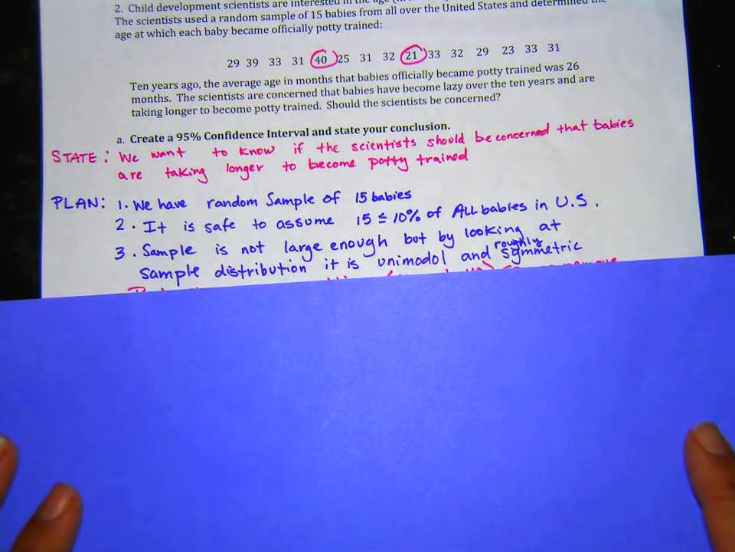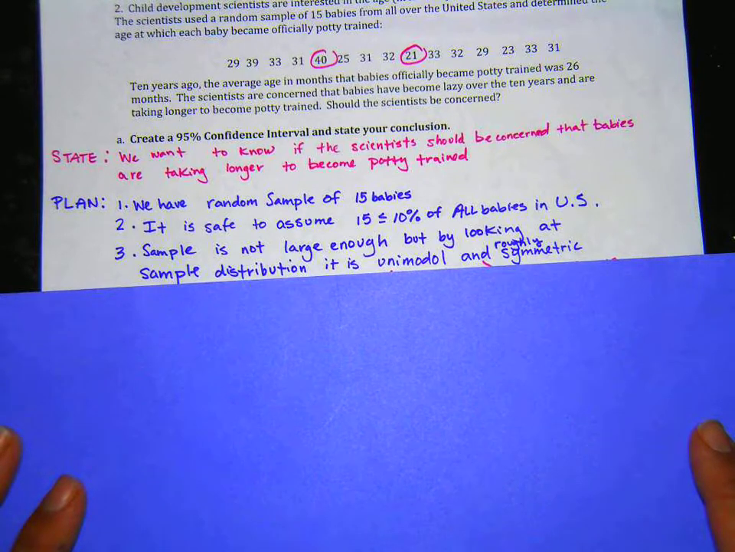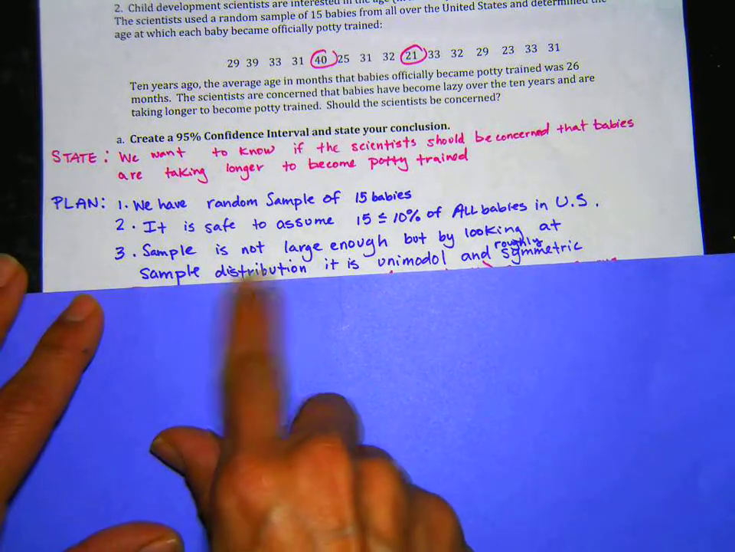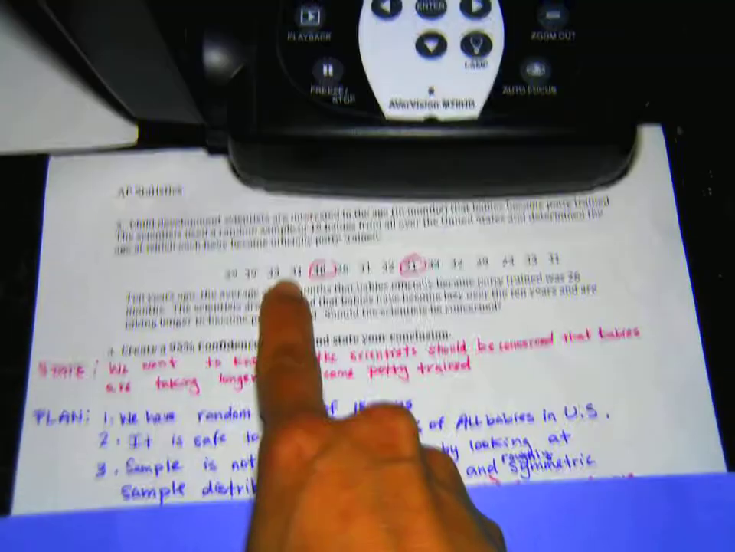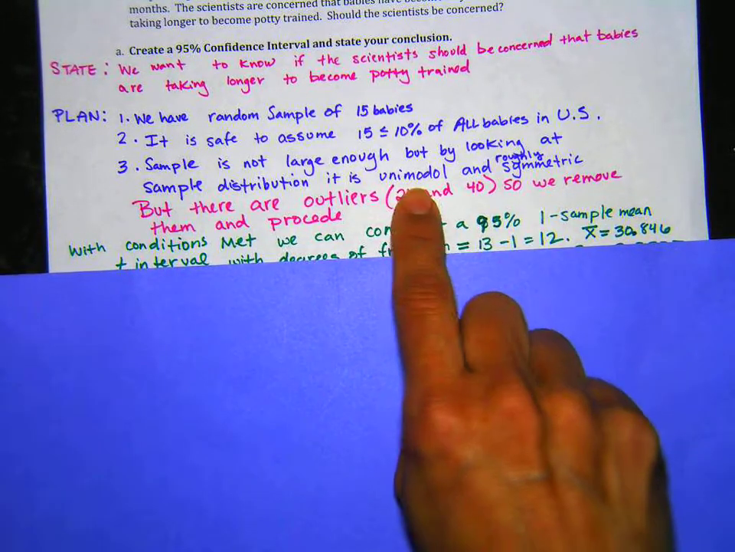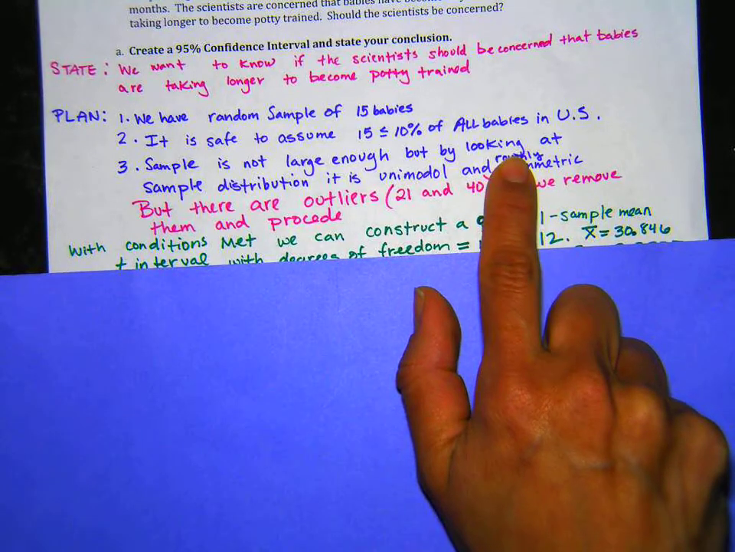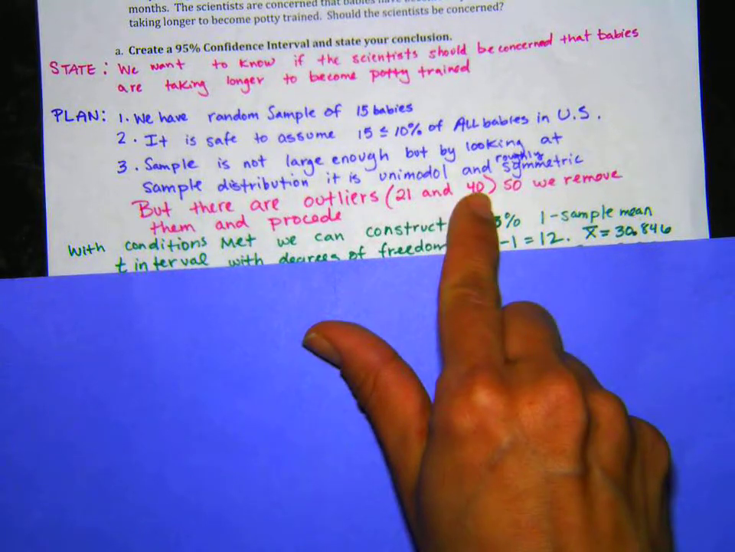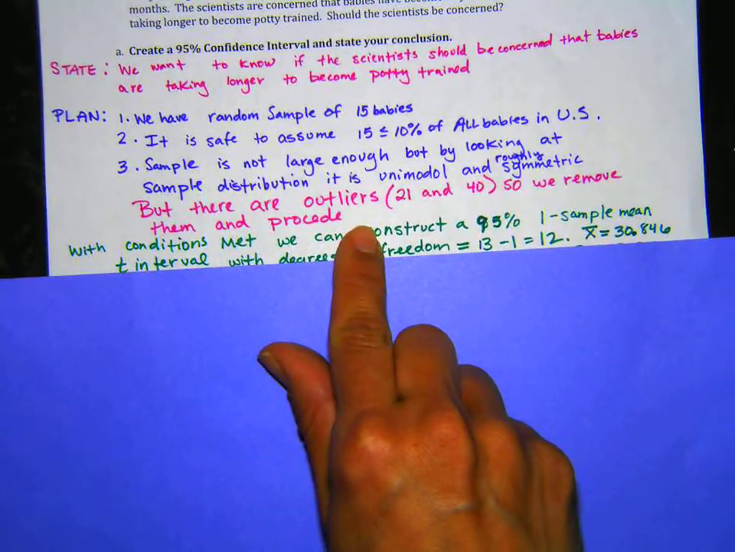3, the sample is not large enough to use the central limit theorem. It's not greater than or equal to 30. We also don't know if the population data is normal. So we can't say, well, if the population's normal, the sampling distribution is normal. But what we can do, the third scenario, is to look at the sample distribution. So look at the distribution up here, which we already did. And I noted that it is unimodal and roughly symmetric. That wiggle word's important. It's roughly symmetric. But there are outliers, 21 and 40. So we remove them and proceed.